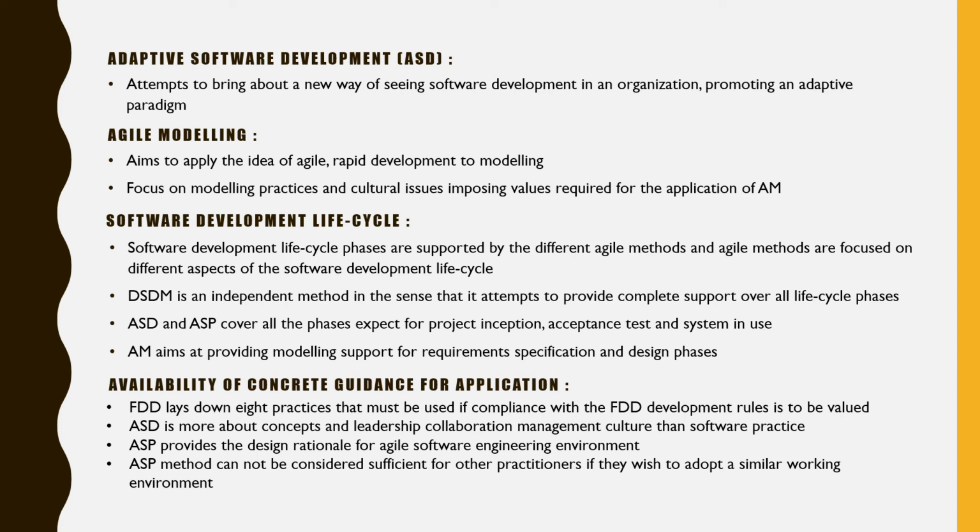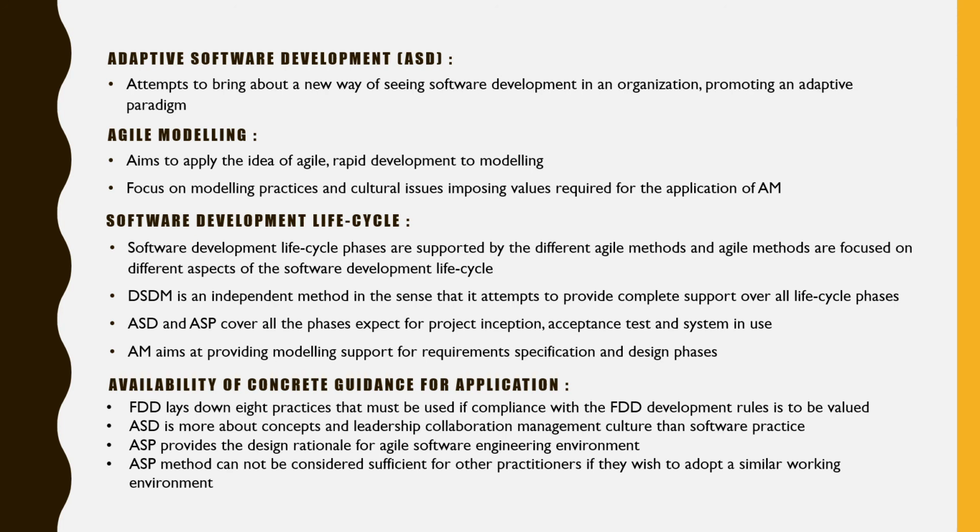Okay, next is the software development life cycle. Software development lifecycle phases are supported by the different agile methods, and agile methods are focused on different aspects of the software development lifecycle. DSDM is an independent method in the sense. Okay, ASD and ASP cover all the phases, from project inception, acceptance test, and system in use. AM aims at providing modeling support for requirements, specification, and design phases.